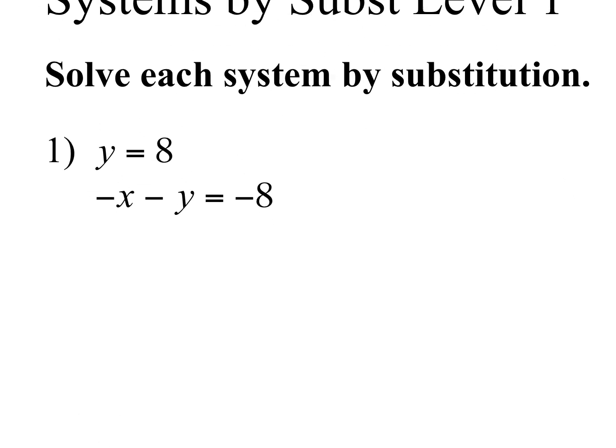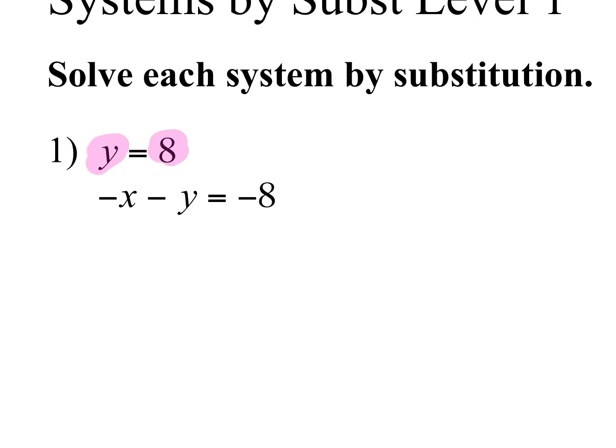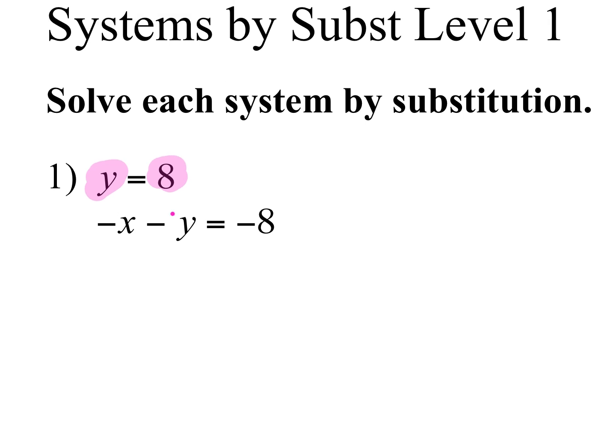So in problem number 1, I can see that y is equal to 8. So that means that in the other equation, I'm going to take the y out, and I'm going to replace it with that 8. I like to take the extra step and rewrite the entire problem. So everything exactly the same, except instead of a y, I'm going to replace it with an 8. So now I need to figure out what x is equal to. So I've got to isolate my x.